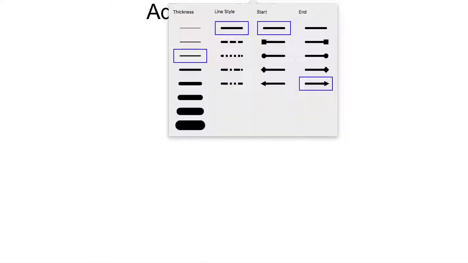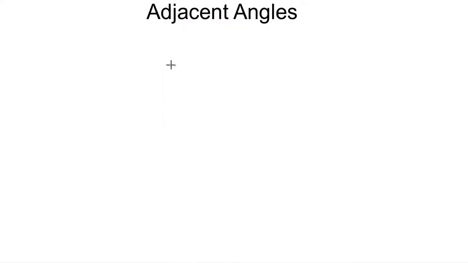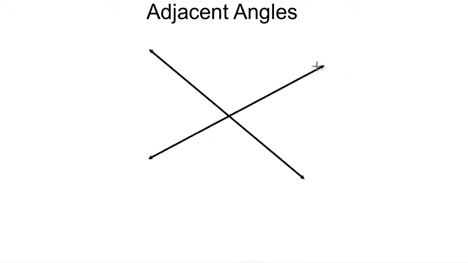Okay, so we want to start looking at different angles again. And so we're going to start by looking at adjacent angles and also then vertical angles. So an adjacent angle, well, let's have some intersecting lines. So here I have two lines that are intersecting.